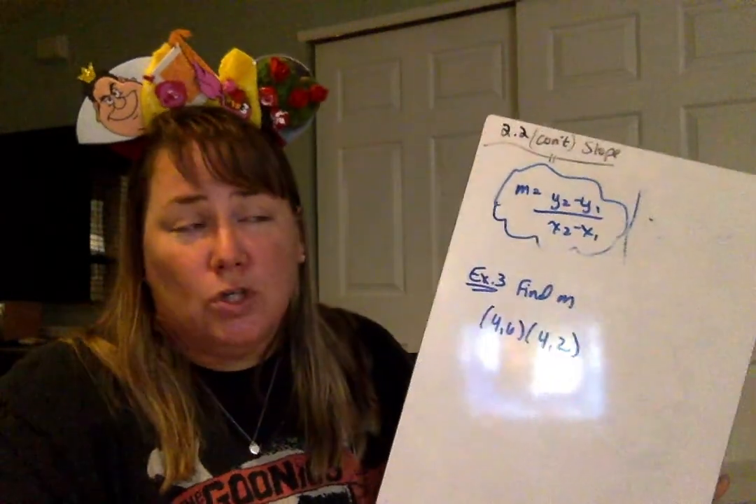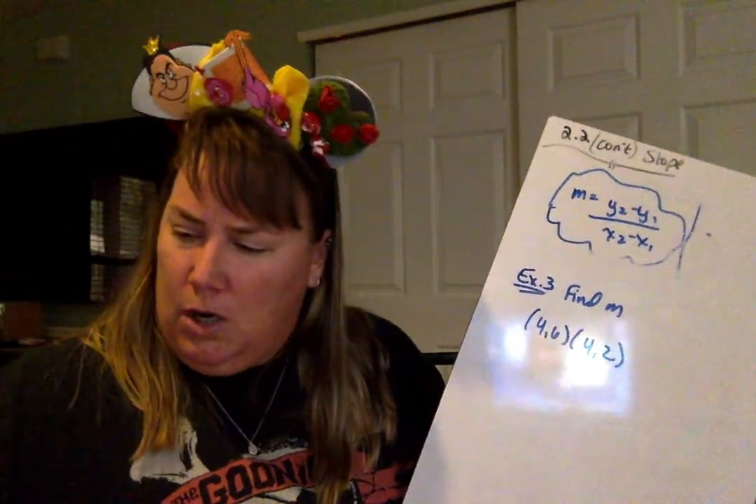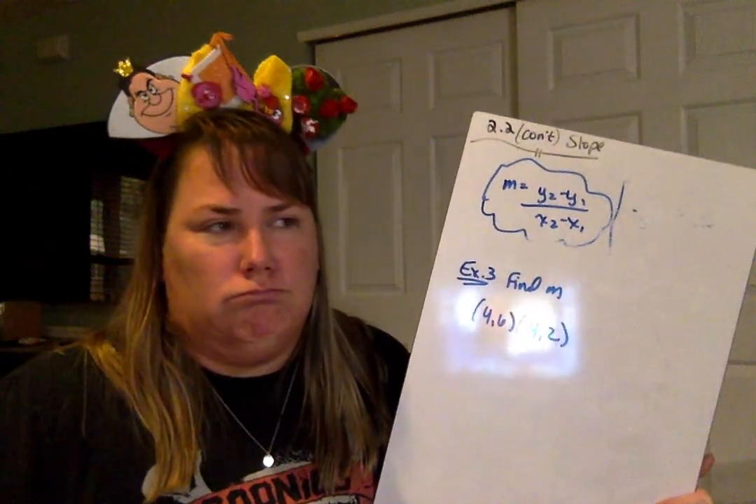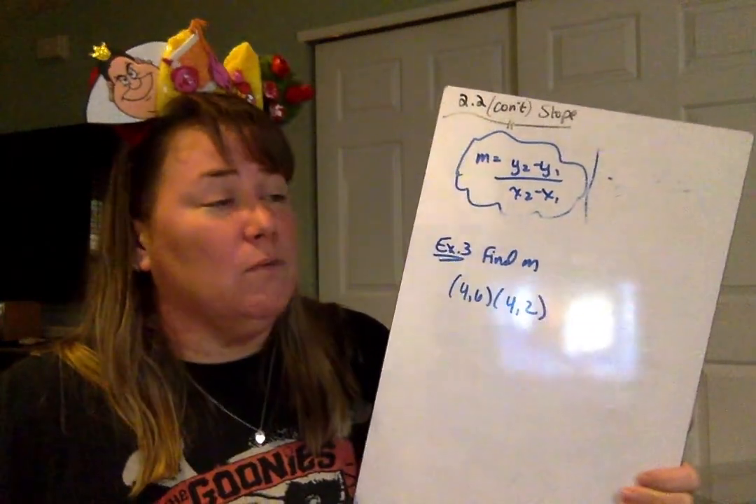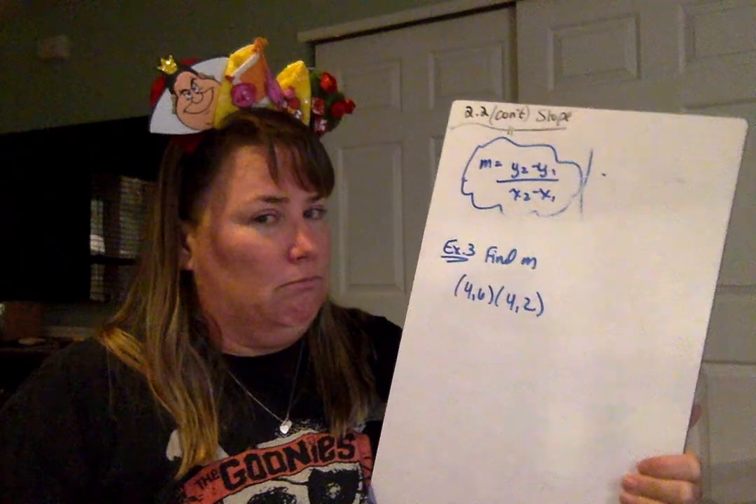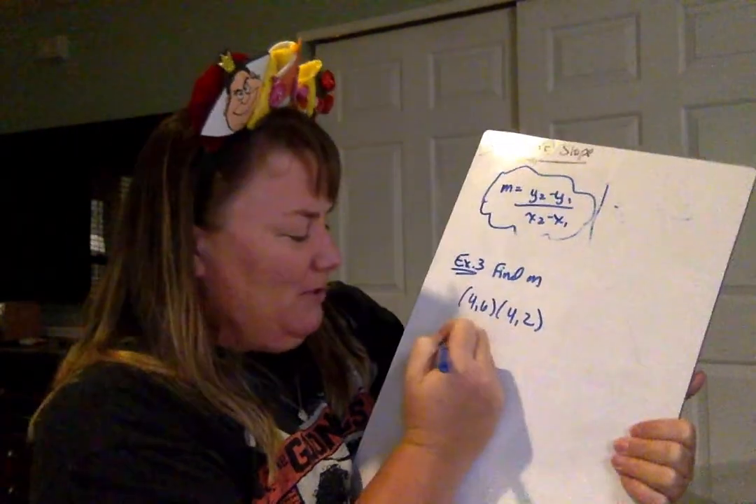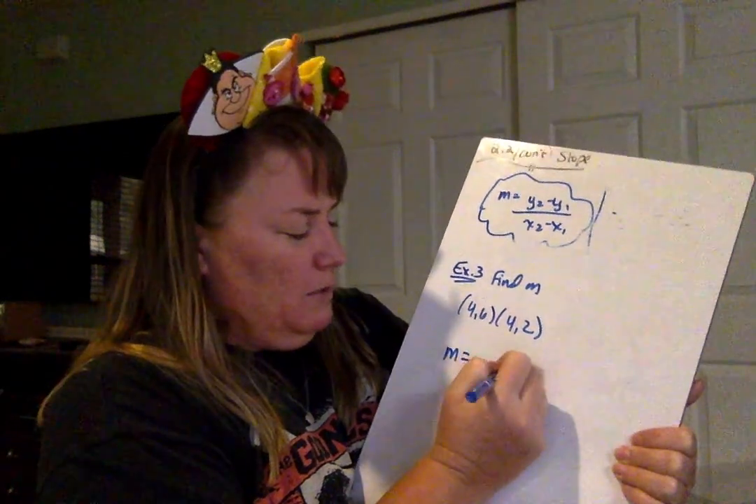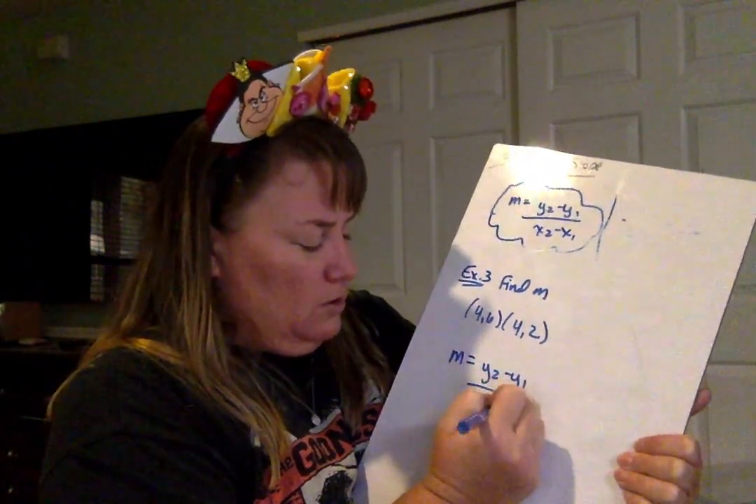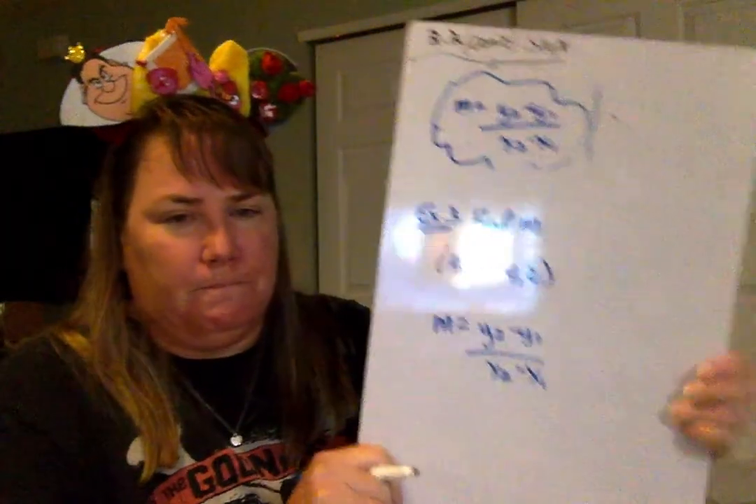Well, if example 2 was a horizontal line, wild guesses on what this one would be. Maybe. All right, formula. M equals y2 minus y1 over x2 minus x1.